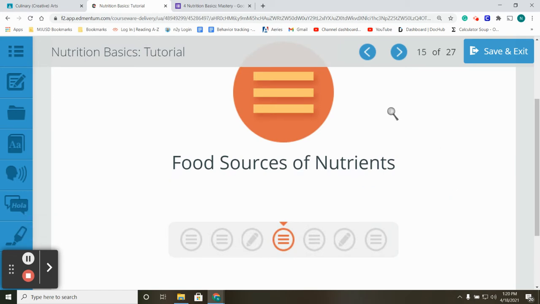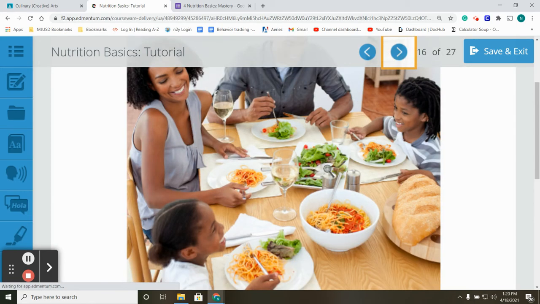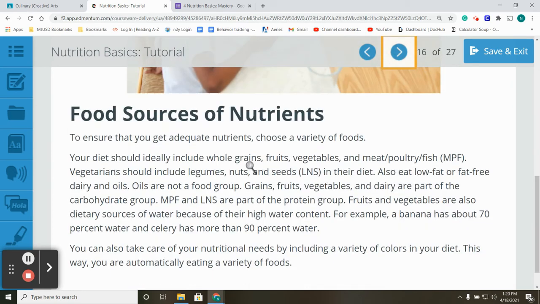Food sources of nutrients. To ensure that you get adequate nutrients, choose a variety of foods. Your diet should ideally include whole grains, fruits, vegetables, and meat, poultry, fish. Vegetarians should include legumes, nuts, and seeds in their diet. Also, eat low fat or fat free dairy and oils. Oils are not a food group.